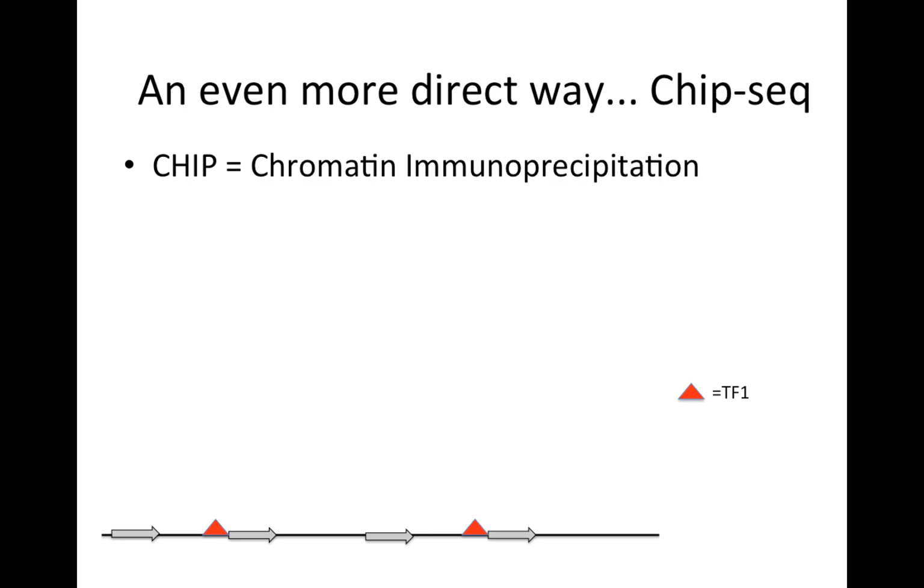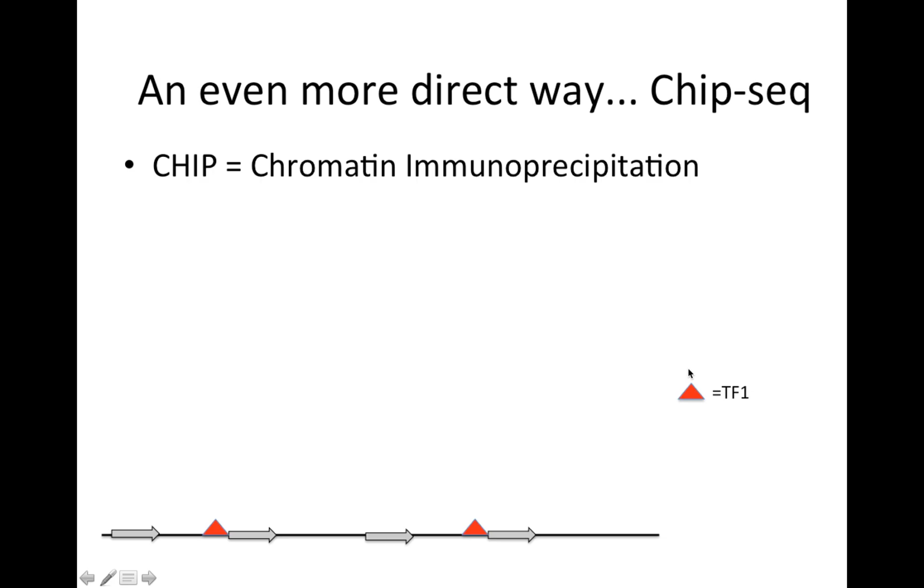So another way that we could study where transcription factor 1 are binding and influencing gene regulation would be to use ChIP, which is chromatin immunoprecipitation. This is similar to the antibody methods like Western blot that we discussed, but it's a little bit different. So the way that this is going to work is as follows.